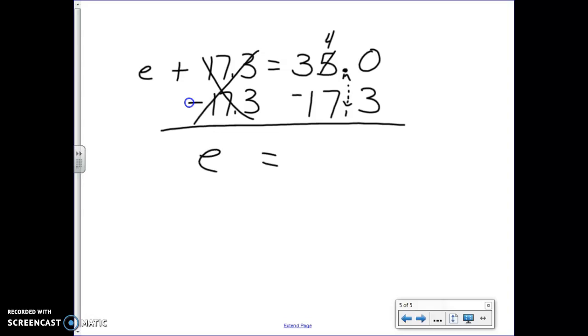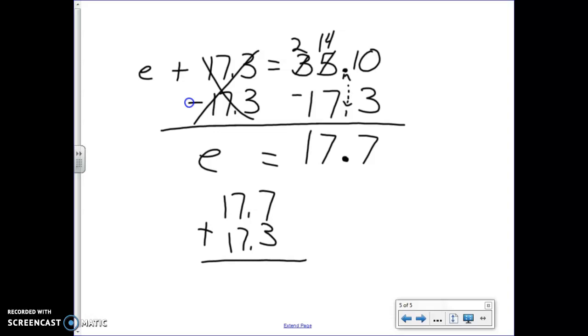Now I can borrow, bring the decimal point straight down, borrow again, and then I get 17.7. I want to check if that's right. We'll add them up this way, lining up the digits, apples with apples. That gives me a 10, 14, 35.0, or a whole number of 35. That's what we started with.